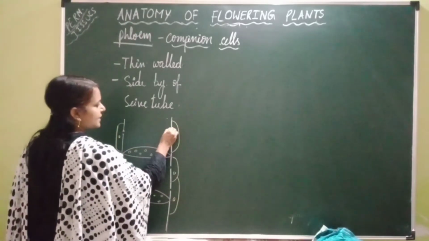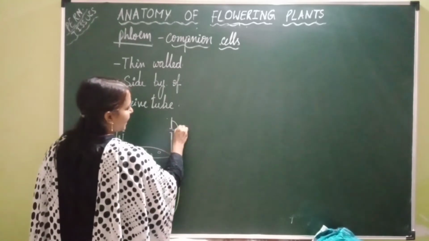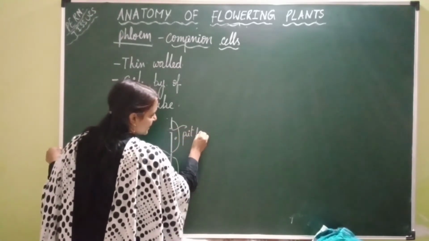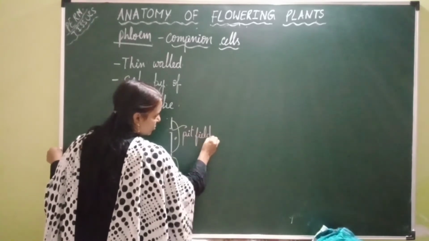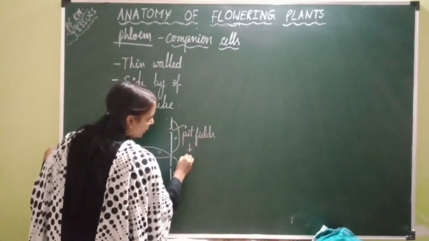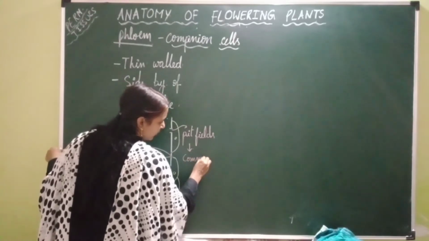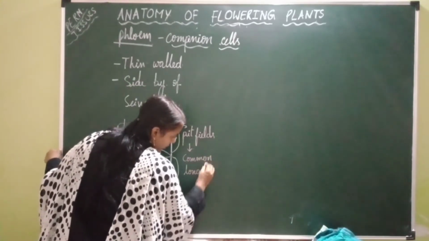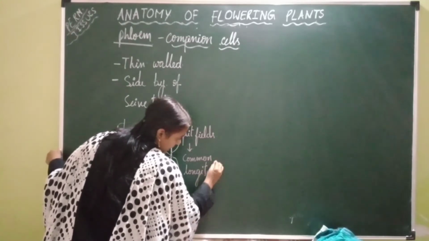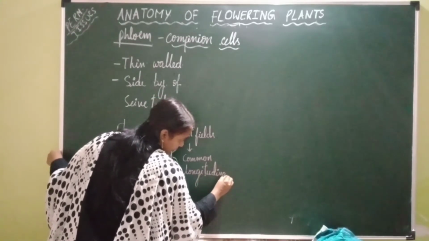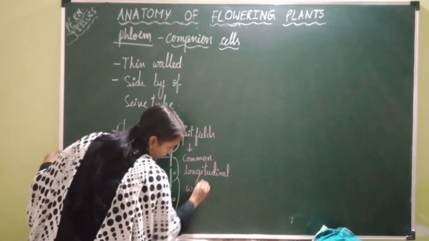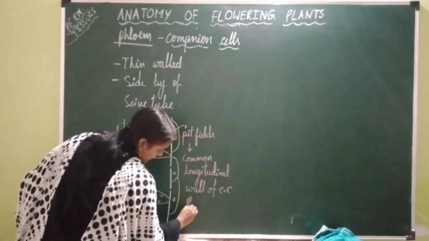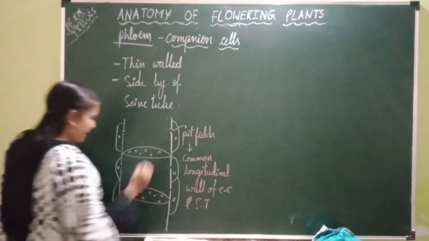So what are these passages called? These passages are called pit fields. Where are these pit fields present? These pit fields are present in the common longitudinal wall of both the companion cell and sieve tube. Companion cell I am writing as CC, and sieve tube as ST.